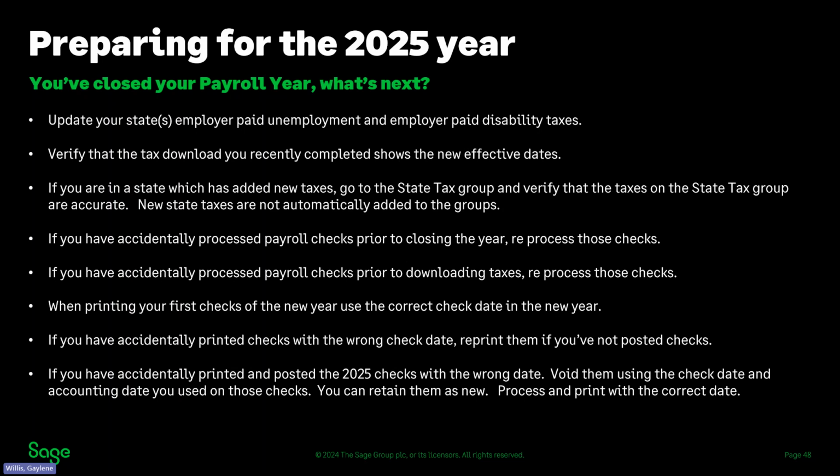Now, if we've accidentally printed and posted those 2025 checks with a 2024 date, make sure you void them using the correct check date and accounting date you used when those checks were printed. You can definitely retain them as new. That'll pull them back in the new file. Then you'll process and print with the correct date.